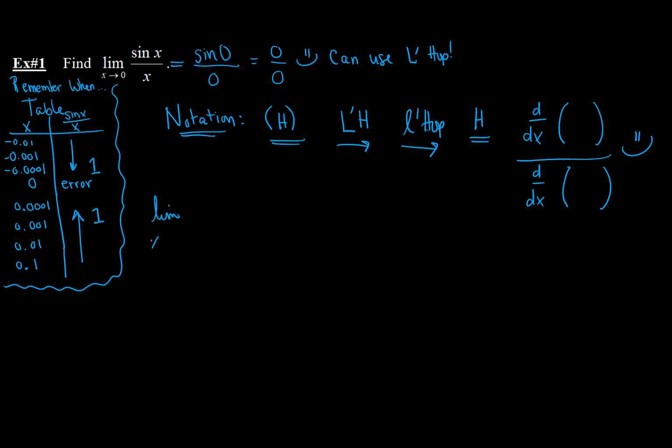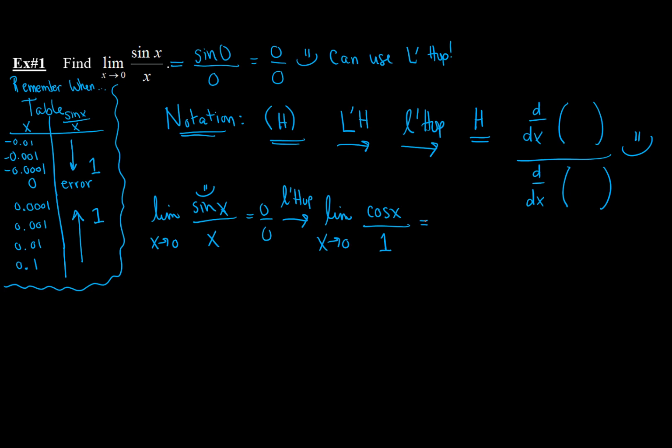So I've got this limit as x approaches 0 of the sine of x over x. I know it equals 0 over 0, so I'm going to use L'Hôpital's. The limit goes along for the ride. Now I'm going to take the derivative of the sine, which is the cosine. Now I'm going to take the derivative of x, which is 1.